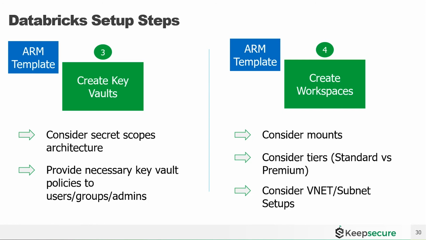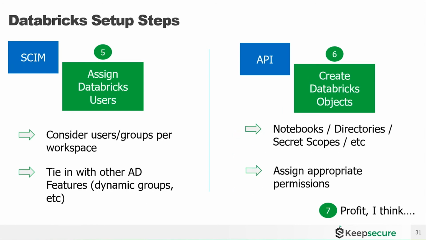You're then going to want to create your workspace. You're going to consider your tiers and your VNet support and so on and so forth. That's an Azure resource, so an ARM template is what you're going to want to use there. When you get into users, you're going to want to set up the SCIM, which we talked about, which will sync all those users for you and help with those user onboarding, offboarding scenarios. And then lastly, you're going to create your Databricks objects, which are all going to be done through API. And you can, again, use the Databricks CLI or build your own wrapper. And the last part of that is obviously assigning the appropriate permissions.